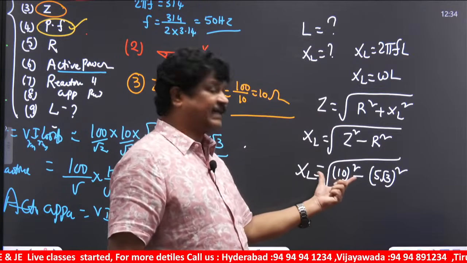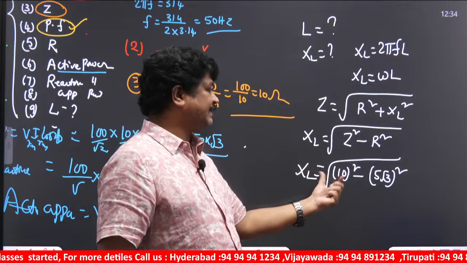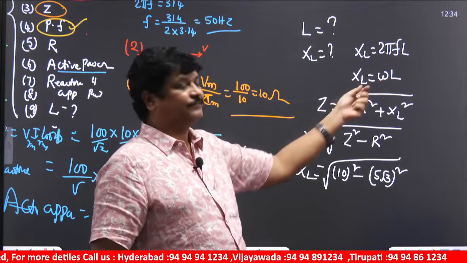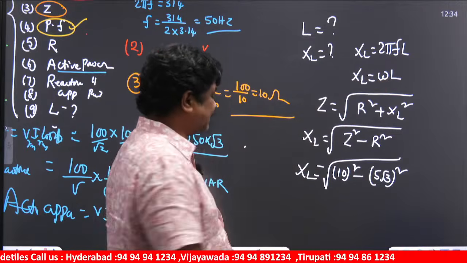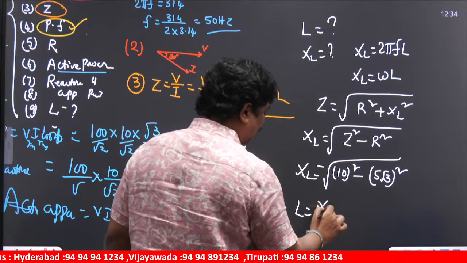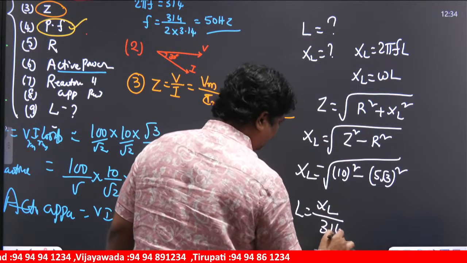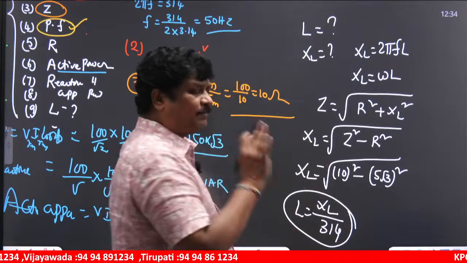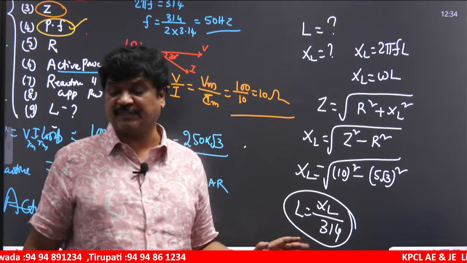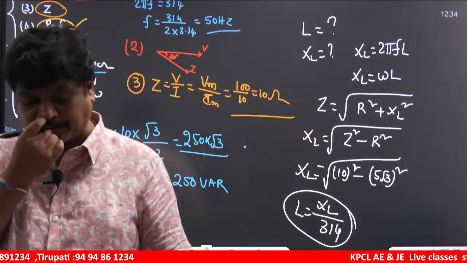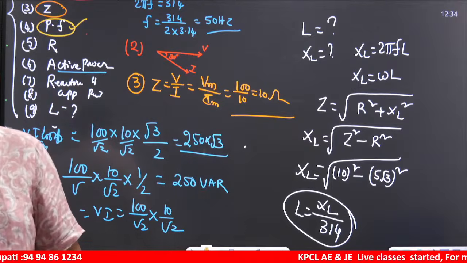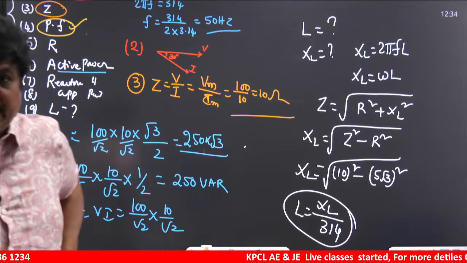After finding the XL, you have to substitute here. XL means L is equal to XL divided by 314. Generally a calculator is required, but I told you the procedure. These are all we have to calculate. Okay, all of you, my dear students, clear about this problem?